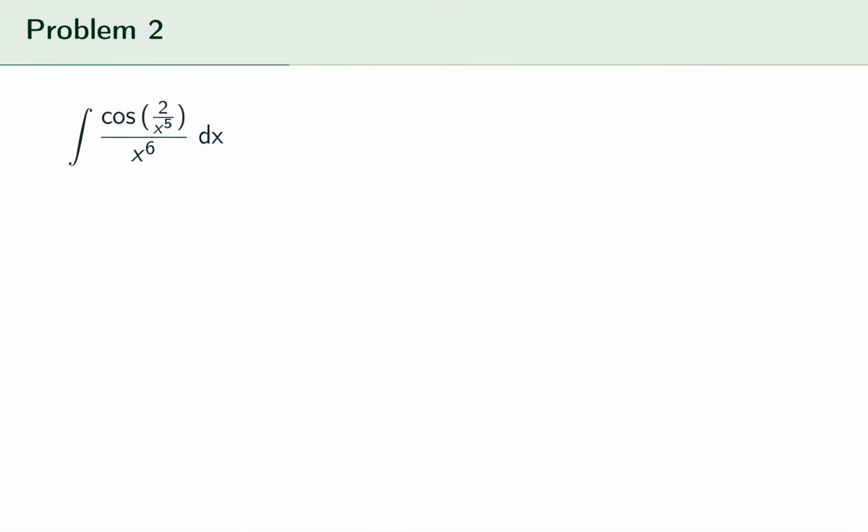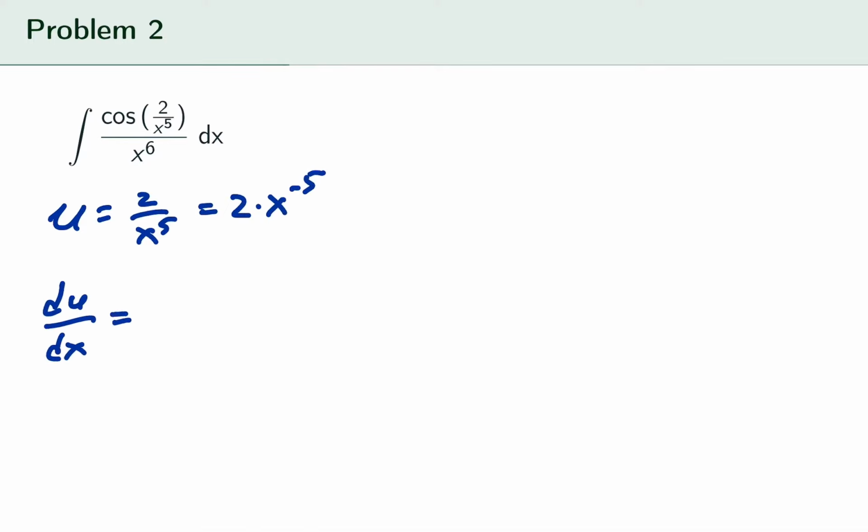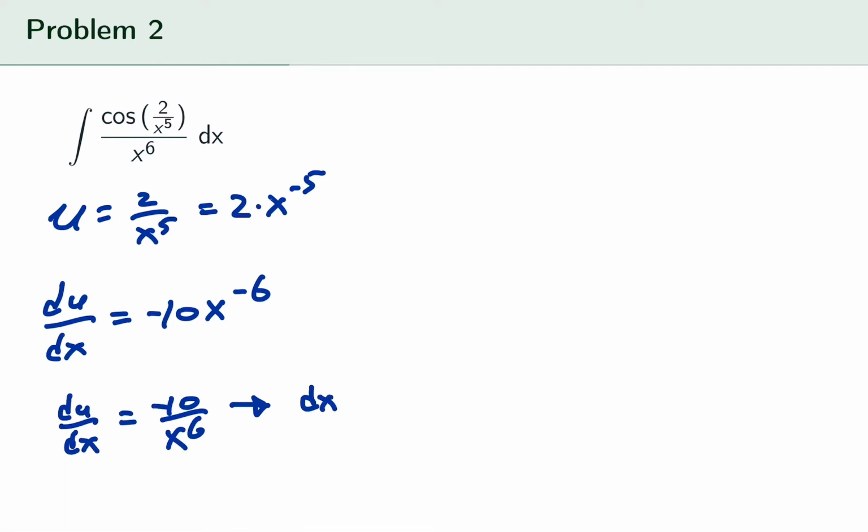So let's pick u equals 2 over x to the 5th power, which is the same thing as 2 times x to the negative 5th power. Then du/dx equals negative 10 x to the negative 6th power. By the power rule, we have to subtract 1 from negative 5, which is negative 6. So then du/dx equals negative 10 over x to the 6th. And we can solve for dx here. dx will be x to the 6th power times du over negative 10.